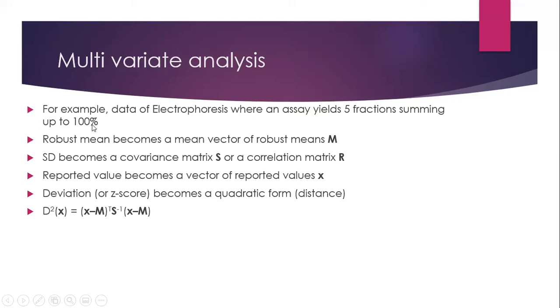Multivariate analysis. For multivariate data, for example, data of electrophoresis, where there are, for example, 5 fractions which sum up to 100%, the robust mean becomes a mean vector and standard deviation becomes a covariance matrix S or a correlation matrix R. Reported value becomes a vector of reported values X. Deviation becomes a quadratic form, or deviation is given by this matrix equation.